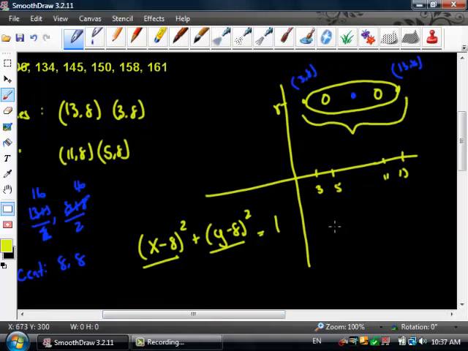Now, what is that distance right there? Between 3, 8 and 13, 8. What is that distance? Devin? It's 10. Which means that a equals 10, which means a squared equals 100. Anyone know where this 100 goes? Under which value? X or y, Chris? X. Because the major axis is sideways.